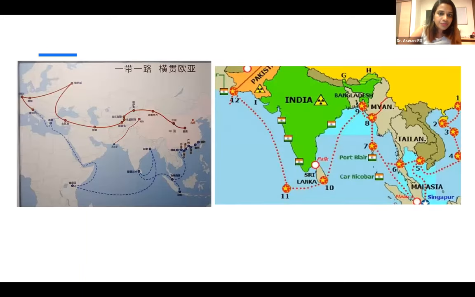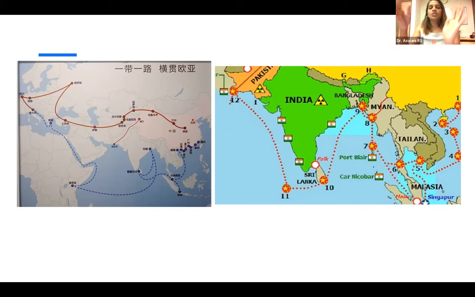So let me look at this. Do you see this picture to my left? This picture talks about the BRI. The red part talks about the Road Initiative, the reviving of the old Silk Road. And the dotted blue line talks about the Maritime Silk Road, which connects Europe, Africa, and the Middle East to Asia, right?